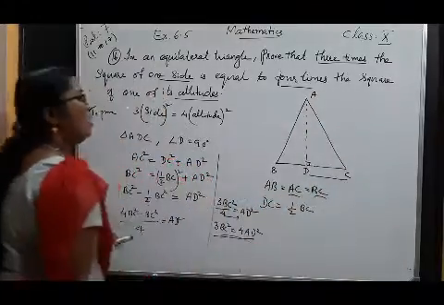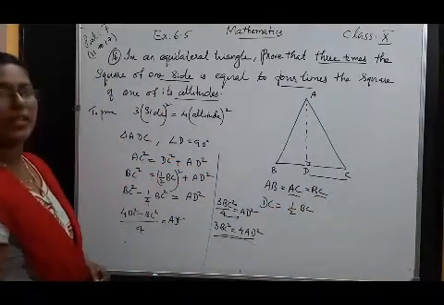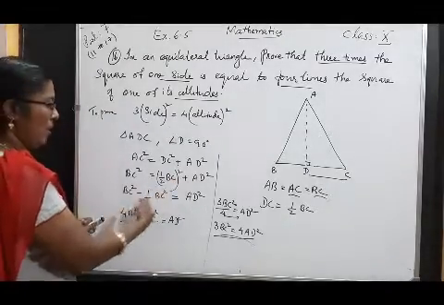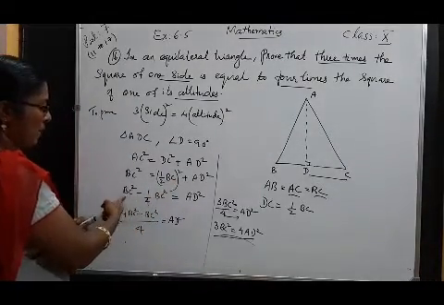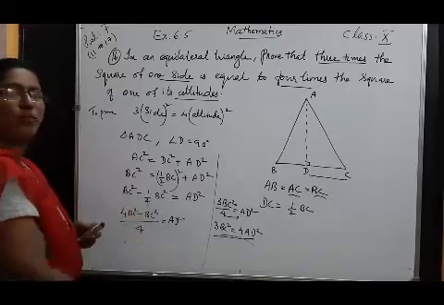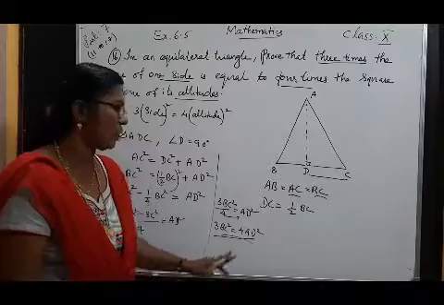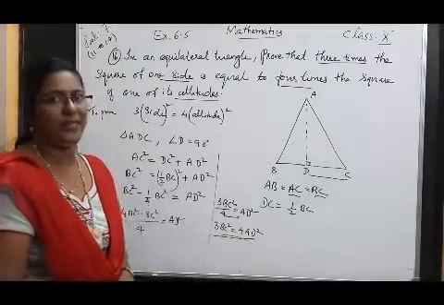AC square equals DC square plus AD square. Instead of DC, write half of BC. Then squaring and transposing this one, we get BC square minus 1 by 4 BC square equal AD square. After calculating, you get 3 BC square equal 4 AD square.